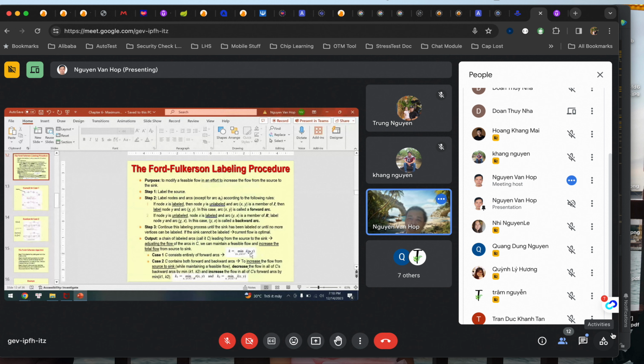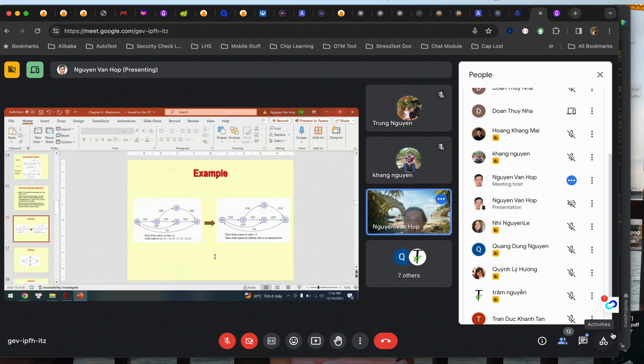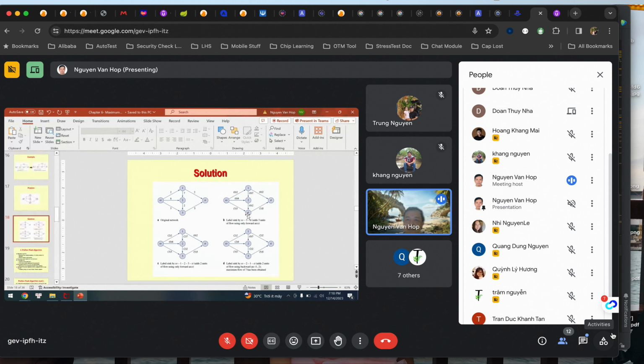If it's only forward arcs, like these examples, this is a forward arc. The first one is a forward arc. We always find out the minimum of increase in this one. You see, at the beginning it is 0. Therefore, the minimum increase of this one is 3.